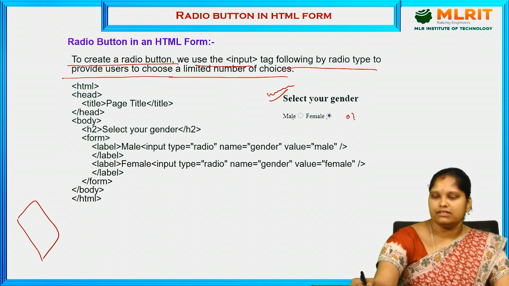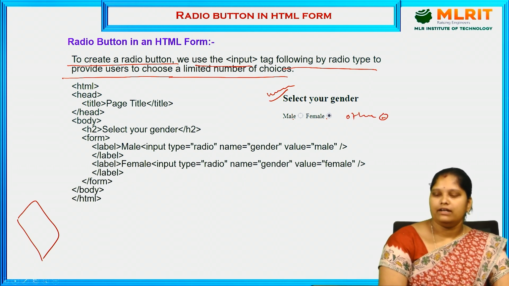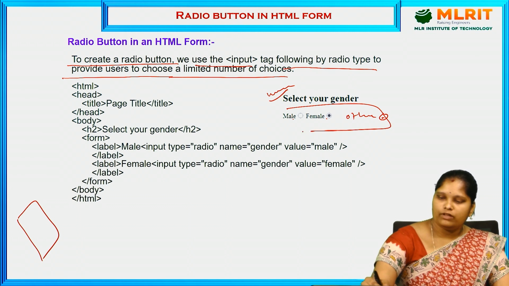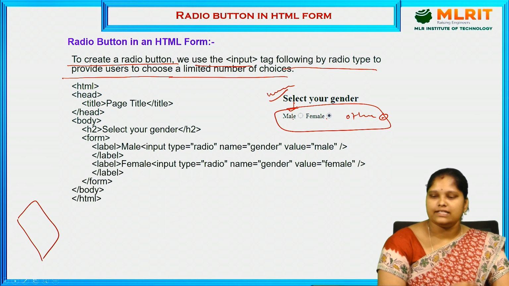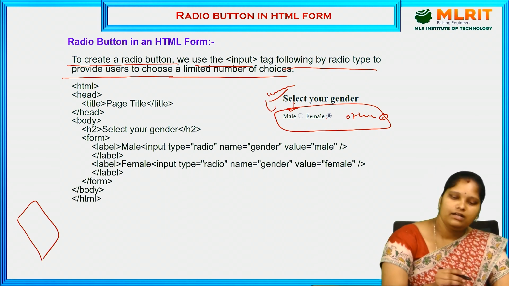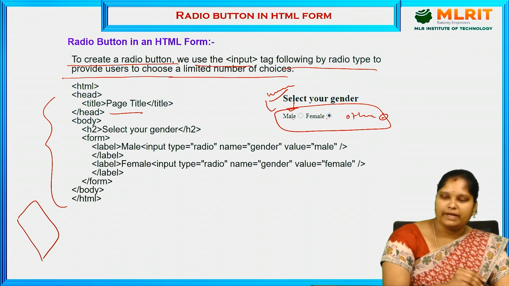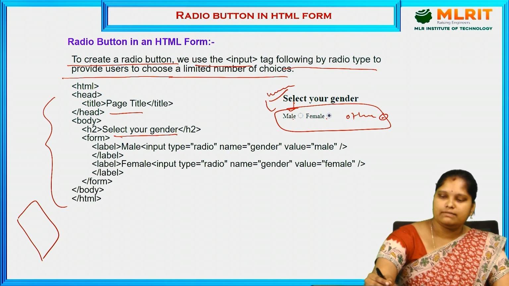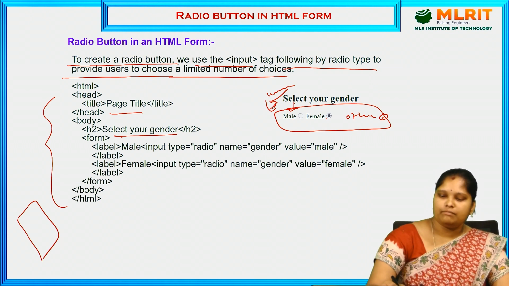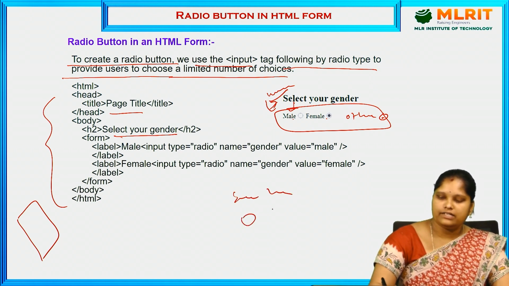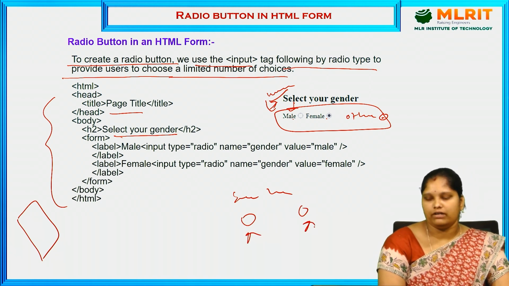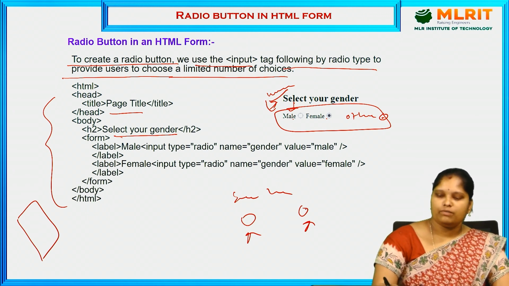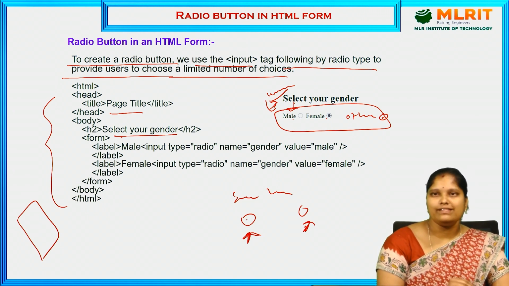Male, female, others is also one radio button, right? Based upon these three, you can choose one option only, limited option only, right? This is like this, we need to create the radio button. The program is here. Title is page title, and here heading is select your gender, right? For example, select your language is also there. Then English and Telugu. I want to give two choices only, not more than English and Telugu. Based upon that user's language, they will select, right?